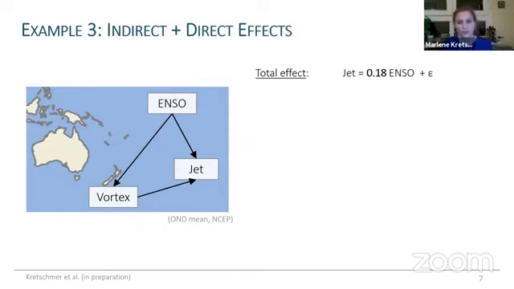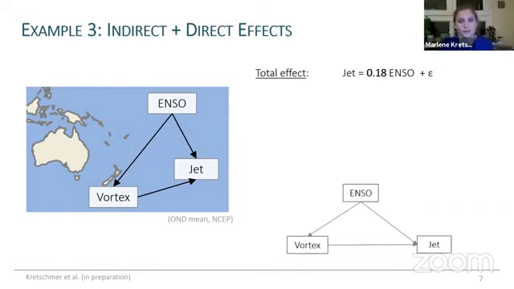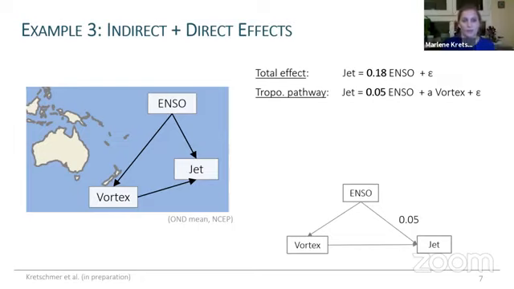If we're interested in the total effect, this could be done quite easily because there are no confounding factors in this model, and we would estimate this effect of 0.18. But if we were interested in the contribution from the different pathways, we could also calculate this. For the tropospheric pathway, we have to block this flow of information via the vortex. So we have to include the vortex in our regression model. And then we see that the effect of ENSO drops to only 0.05.